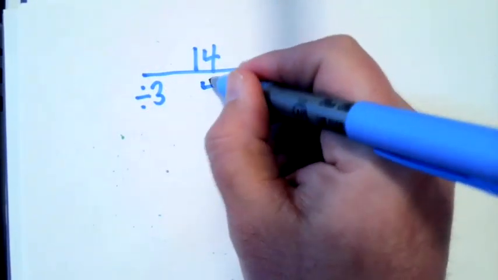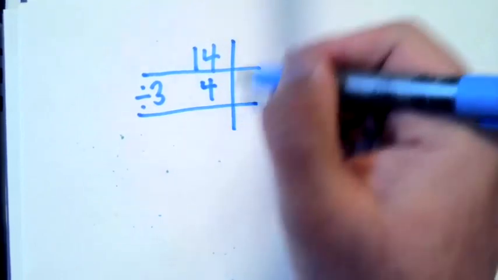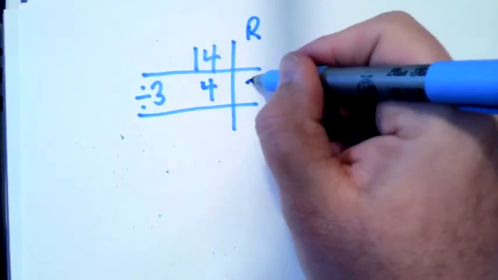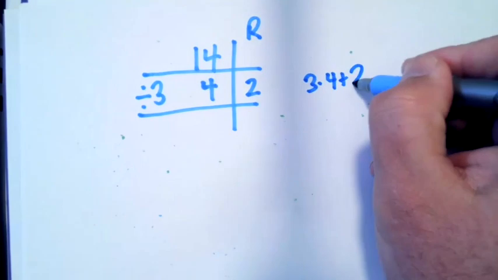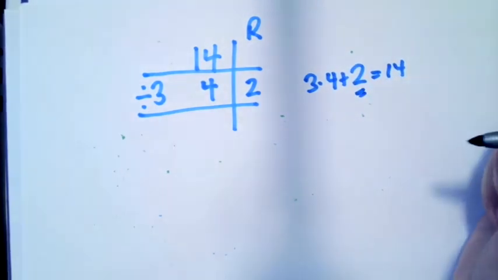Let's see, can we apply the same method of dividing by 3s and then taking the remainders? So I'm going to try this algorithm. 14 divided by 3 is 4 with a remainder of 2. 3 times 4 plus 2 is 14. That 2 is the remainder.